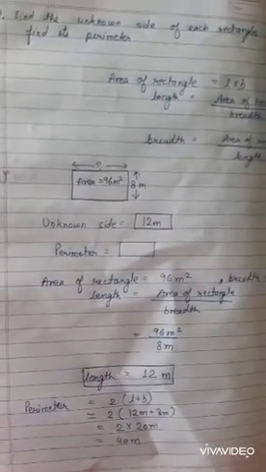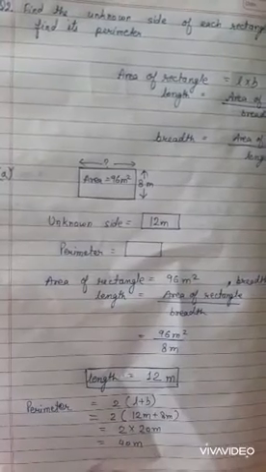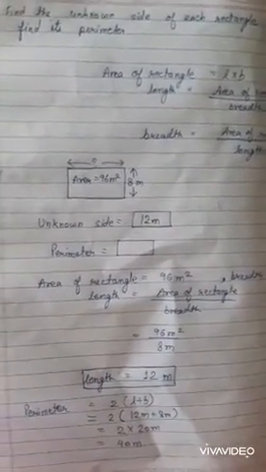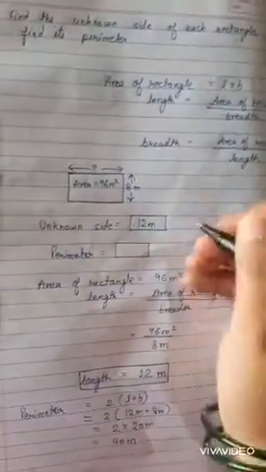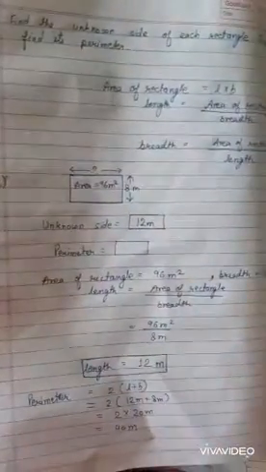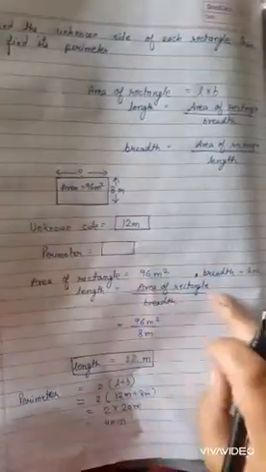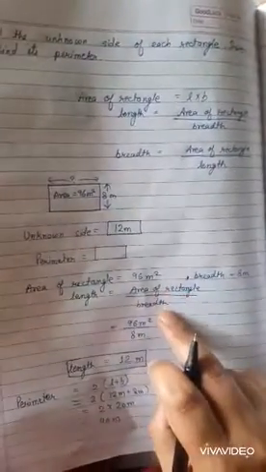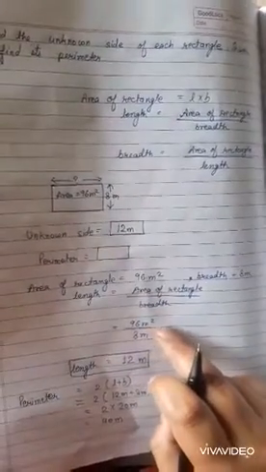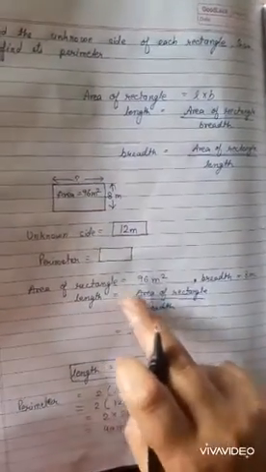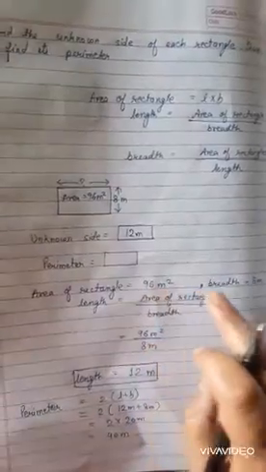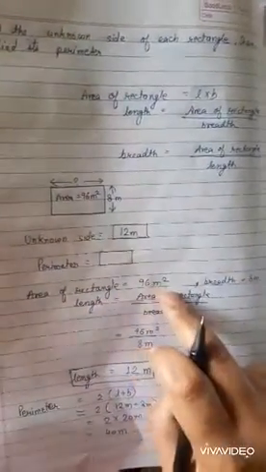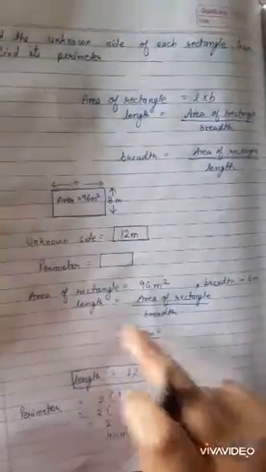Okay, so here question number 1, area is given 96 meters square. Okay, and breadth is given. We have to find the perimeter and unknown side. So area of rectangle is 96 meters square and breadth is 8 meters. So length equals to area of rectangle upon breadth, that is 96 meter upon 8. So what we will do, we will divide the area of rectangle by breadth. If breadth is given, then we will divide the area of rectangle by breadth to find the length.